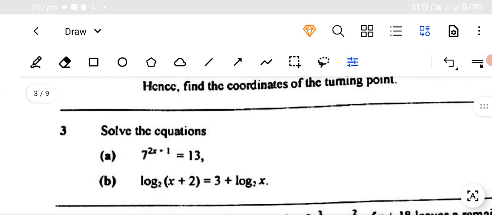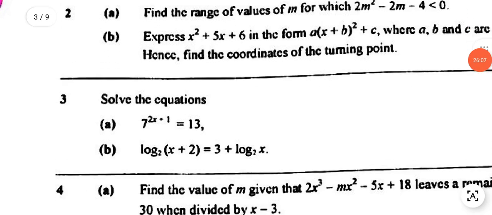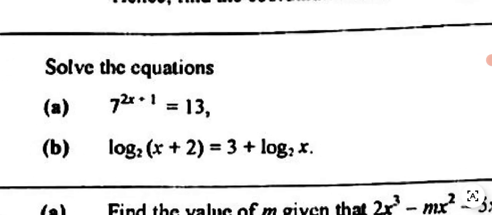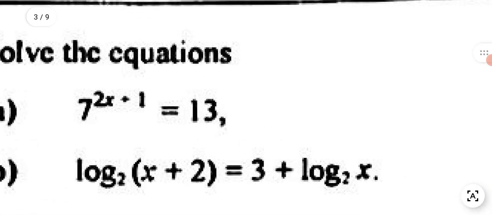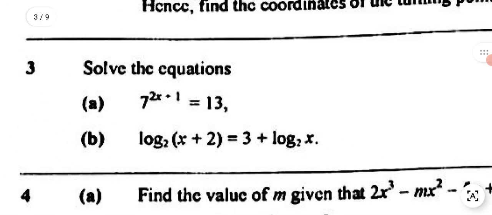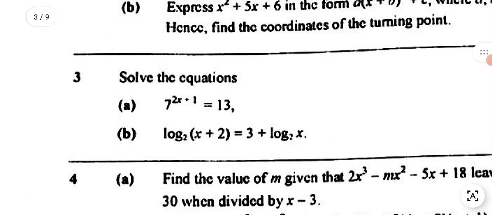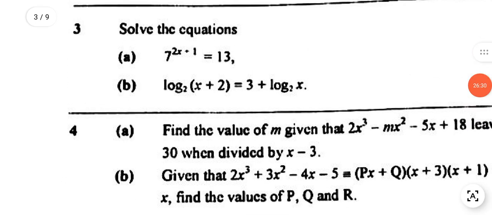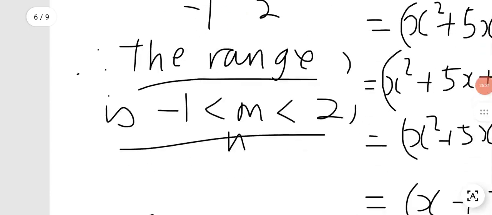Then we go to question 3. Okay, we proceed. Question 3. Solve the equations. These are logarithmic equations. Question 3a. 7 to the power 2x plus 1. I believe that's a plus 1, it can't be minus 1. Yes, 7 to the power 2x plus 1 is equal to 13. That's question 3a.